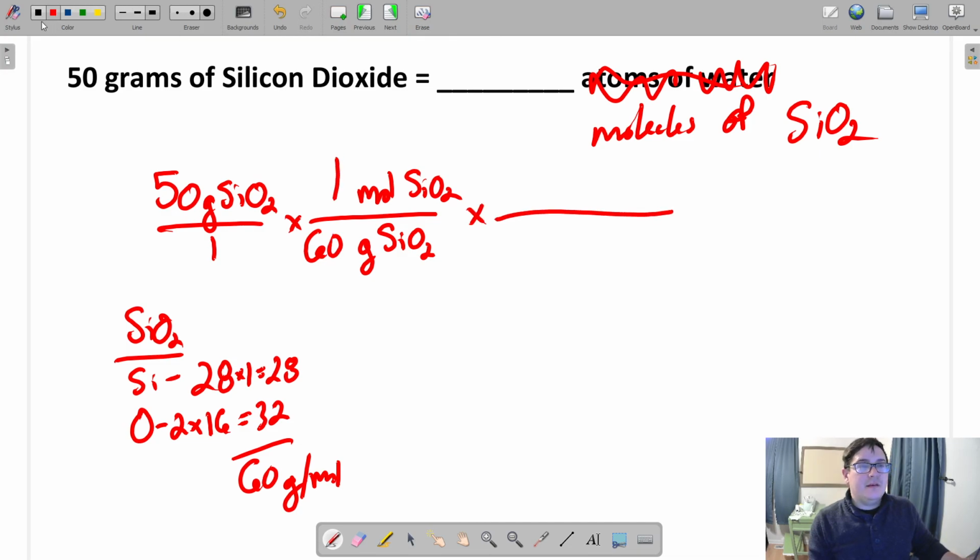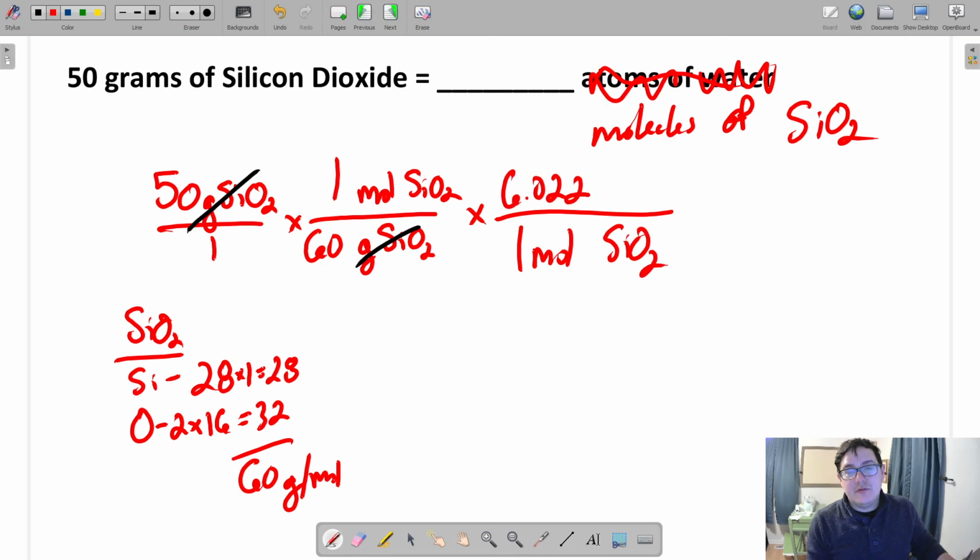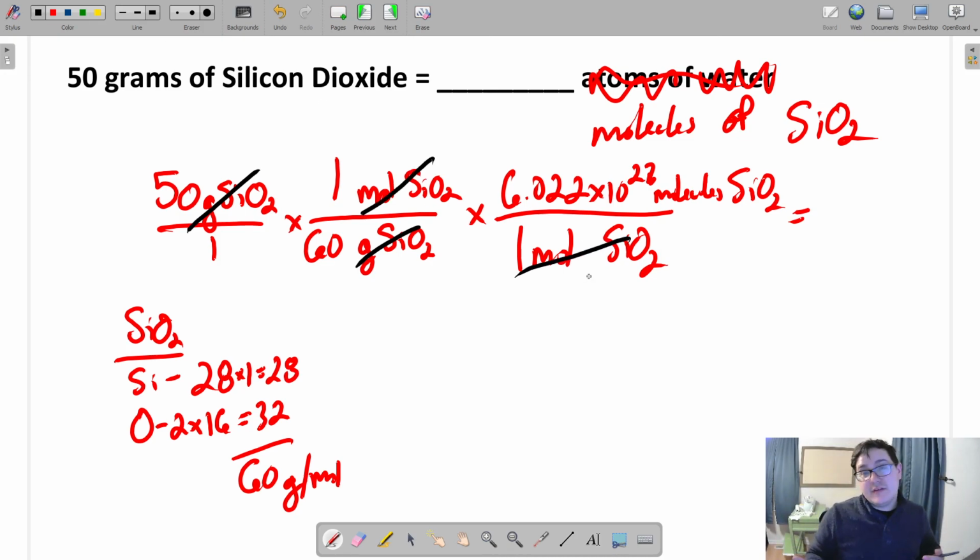Okay. Now these units cancel out, but I still want molecules, and I have moles right now. So we've got to finish this out. So for every 1 mole of SiO2 you have 6.022 times 10 to the 23rd molecules of SiO2. Okay, and then our units cancel. We have molecules of SiO2 left.